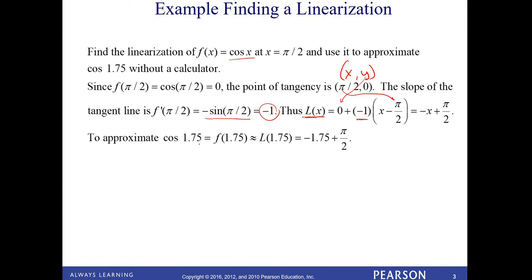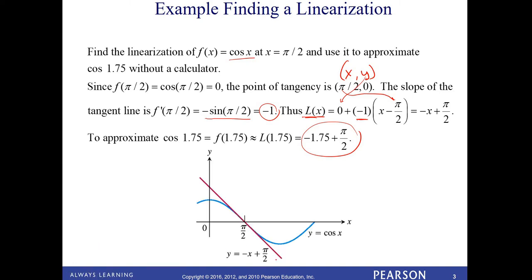So approximating the cos of 1.75, which is our original function at 1.75, using the linearization, plugging this in for x, I get this value. So without having to use a calculator, I can in essence find that using the linearization. Okay? So here's an example of what it is. There's our curve for cosine, our linearization in red, and then showing that if I stay close, I'm going to be pretty close to that.